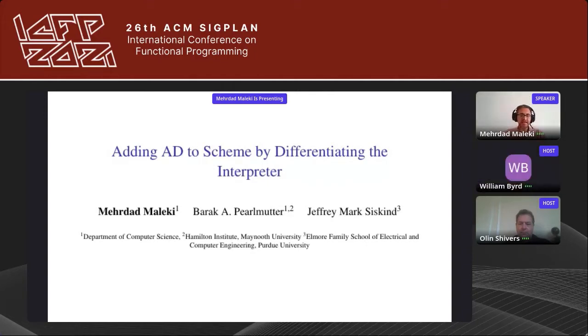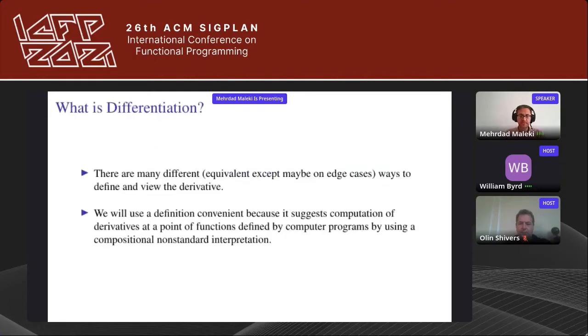Adding AD to Scheme by a differential interpreter, which is joint work with Barak and Jeff. Please let me start with the concept of differentiation. There are many different equivalent ways to define the derivative, but here we use a non-standard interpretation of computing the derivative by use of dual numbers, and we use it as a way of adding AD to Scheme.